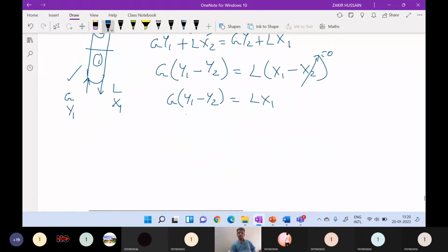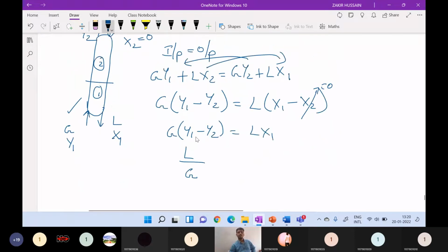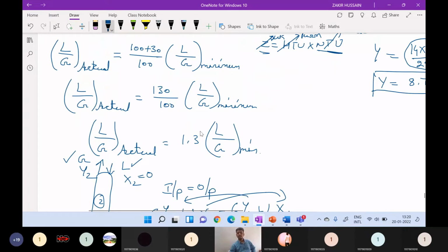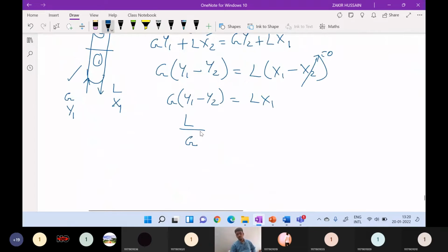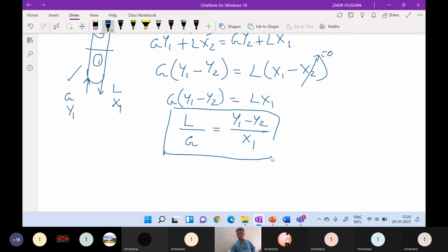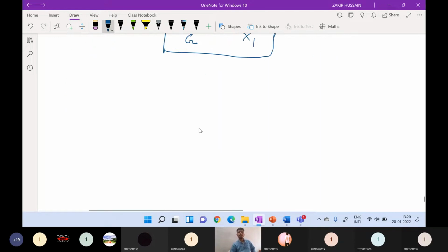So therefore, L by G. Here the clue they have given is L by G actual is 1.3 times L by G minimum. So this formula we have to write in the form of L by G. So L by G is equal to (Y1 minus Y2) divided by X1. So this we have obtained. Now the conditions: one is at minimum L by G, the other condition is at actual L by G.